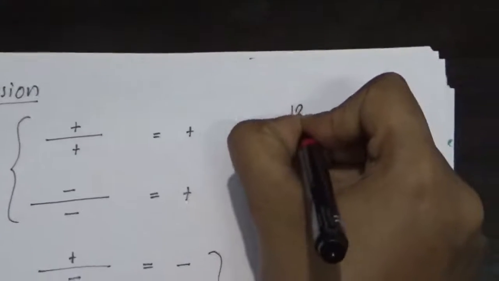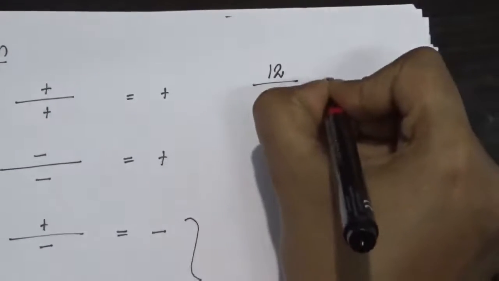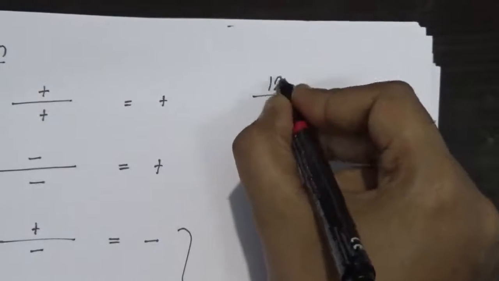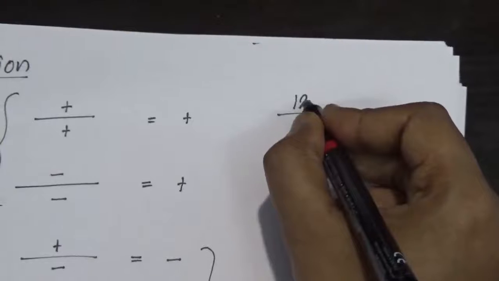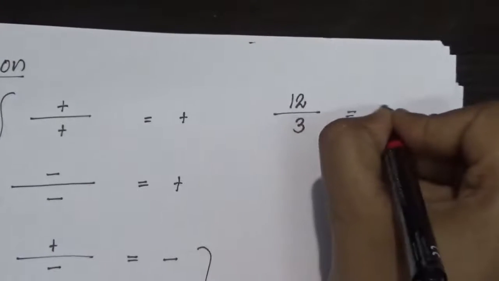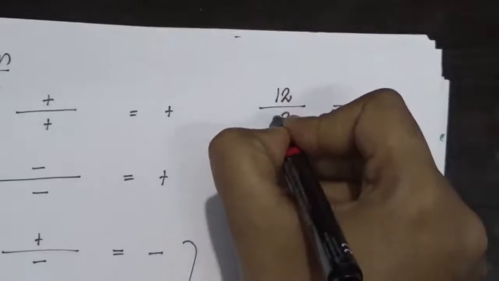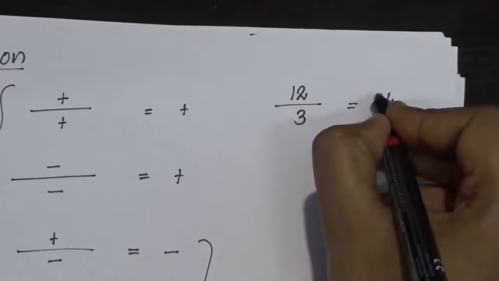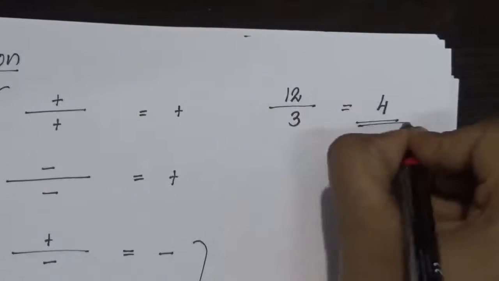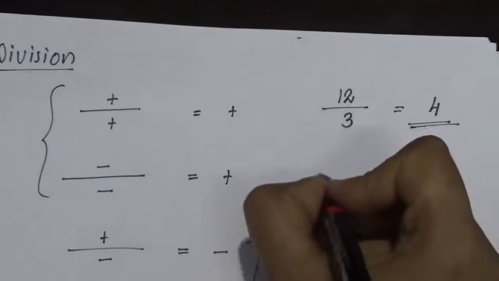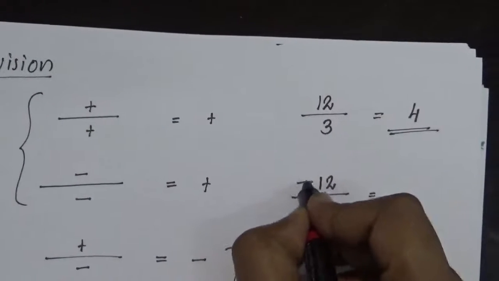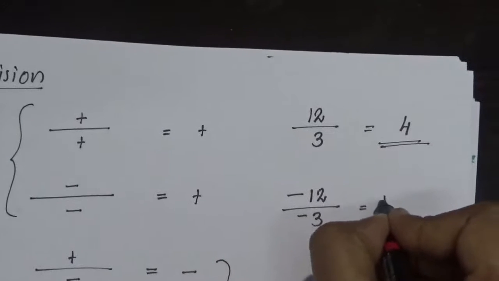For example, let's consider the positive numbers first. Let's consider the numbers 12 by 3. This one is the numerator, a positive number, and the denominator is a positive number. Without considering the signs, you do the operation 12 by 3, which is 4. Both are of the same sign, so the quotient will be of the same sign, that is plus. So we have the answer 4. And next is minus 12 by minus 3. First, minus by minus is positive. Now 12 by 3 is 4.